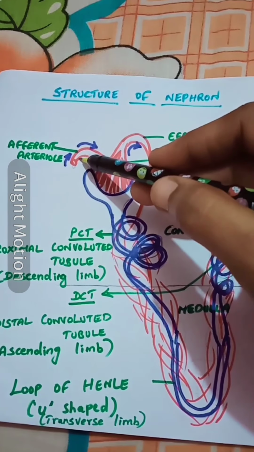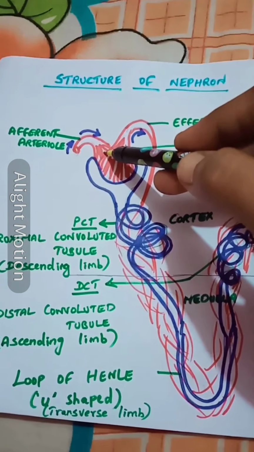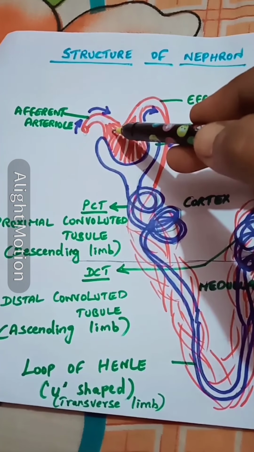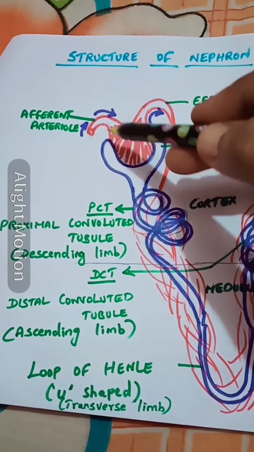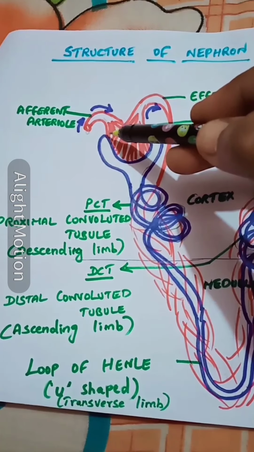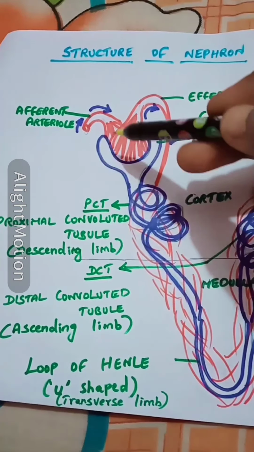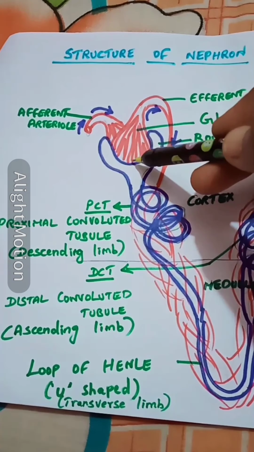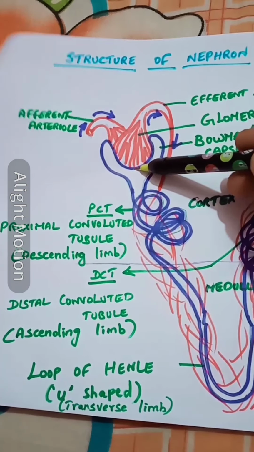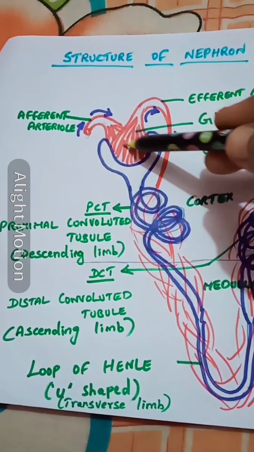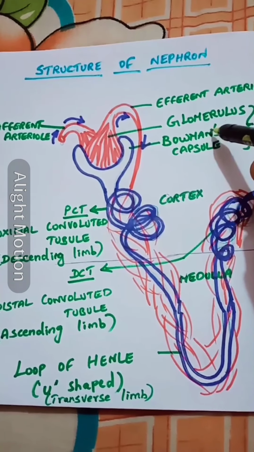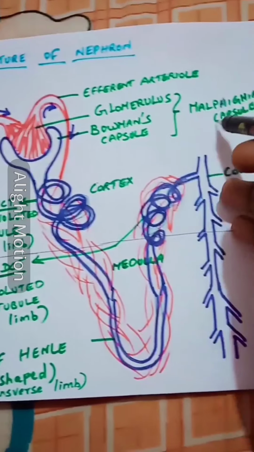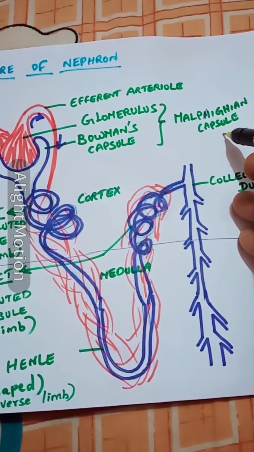The afferent arteriole takes the blood along with all the impurities, such as nitrogenous waste like ammonia, urea, uric acid, creatinine, as well as some amount of glucose or excess water. Now the blood is entering the Bowman's capsule with the help of capillaries. The cluster of capillaries is known as the glomerulus. This cup-shaped structure is the Bowman's capsule. The glomerulus and Bowman's capsule together are called the Malpighian capsule.